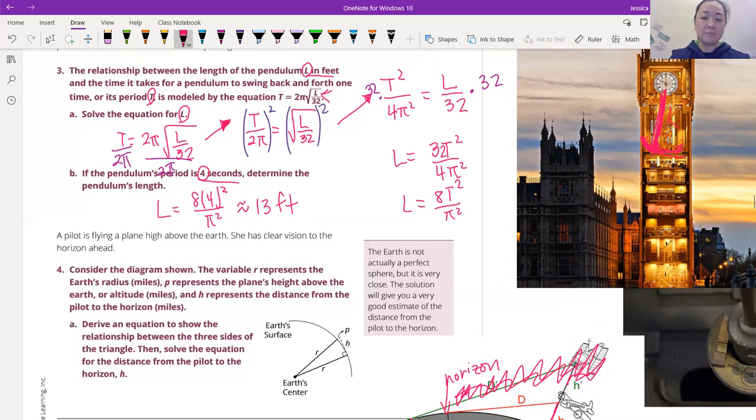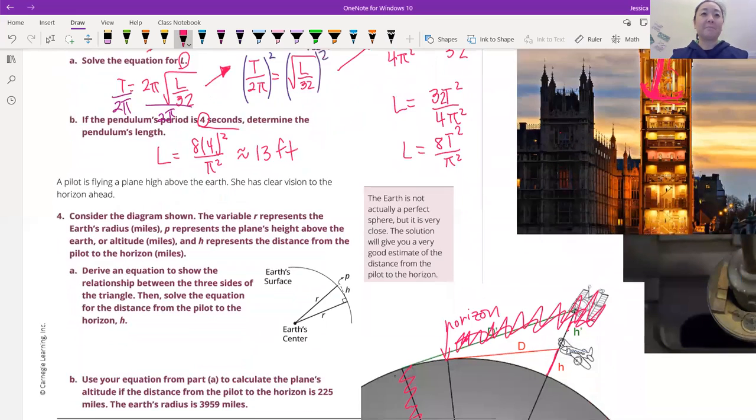That's only 13 feet. I would have thought it would be longer. It's a little bit disappointing, but that's okay. 13 feet is still good.